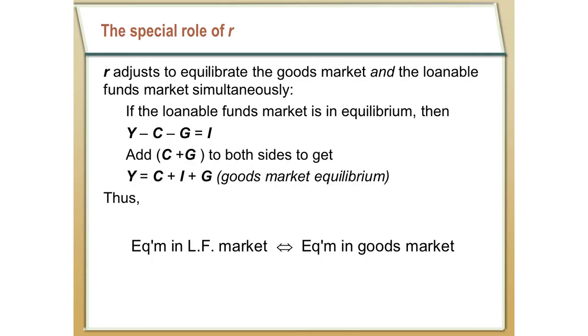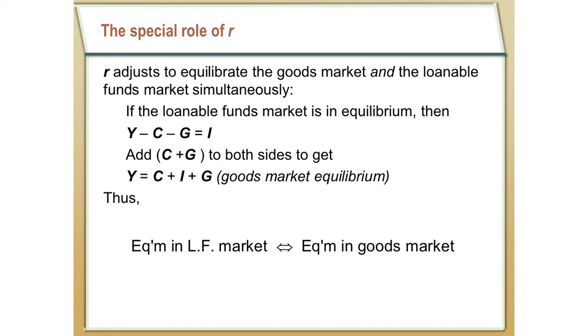I just want to talk about this slide briefly because I think it could be confusing. So what this slide tells us is that equilibrium in the LF, this is the loanable funds market, implies that there's also equilibrium in the goods market and vice versa. So if we are in equilibrium in the goods market, then we are automatically in equilibrium in the loanable funds market and vice versa. And that's just because of how we have defined our variables here.